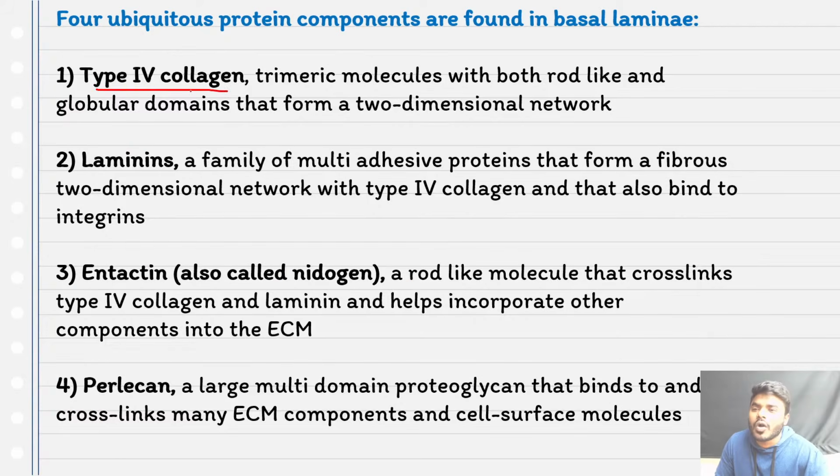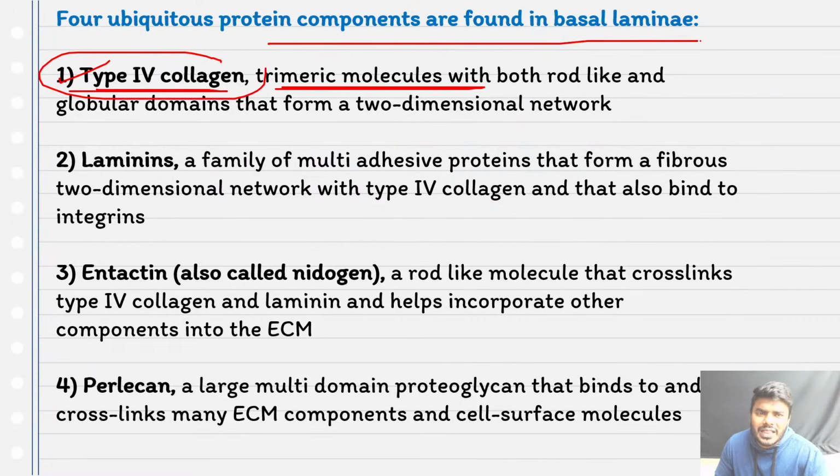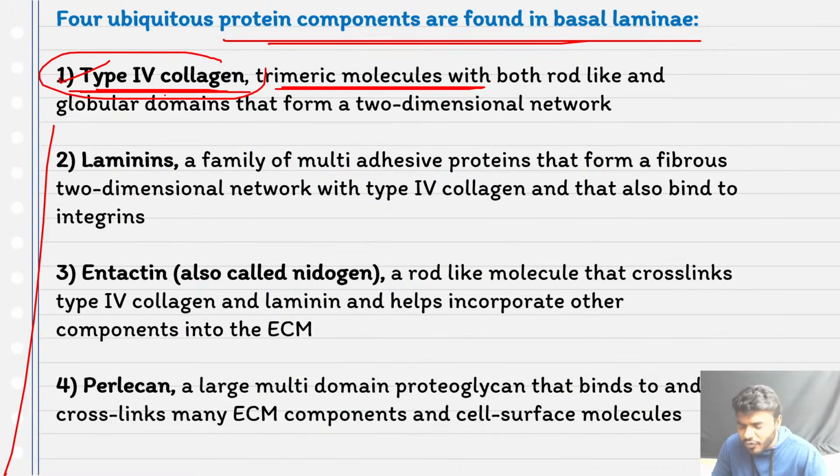Okay, all of you pay attention, friends. Type 4 collagen is a trimeric molecule. Everyone listen. I will explain one by one, just keep it in your mind. Among all the types of proteins present in the basal lamina, the most important one is type 4. Now you can ask me, sir, why are you calling only type 4? Because there are many different types of collagens. There is no doubt about it.